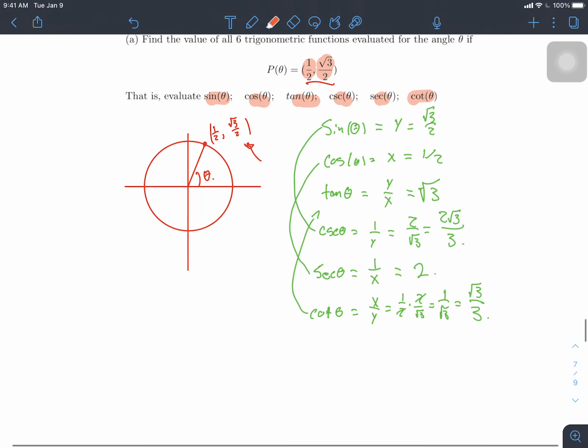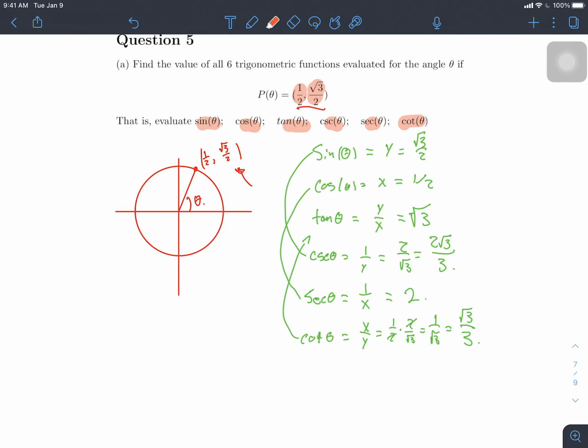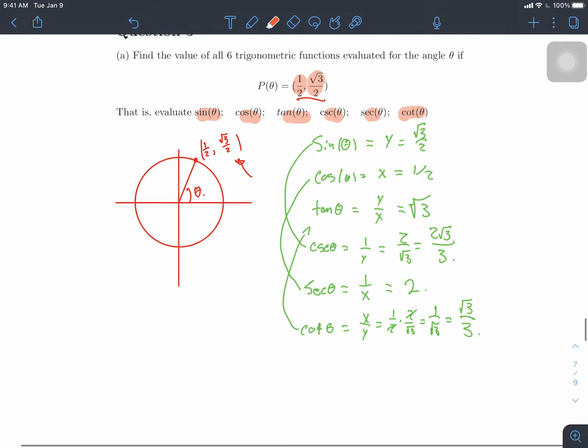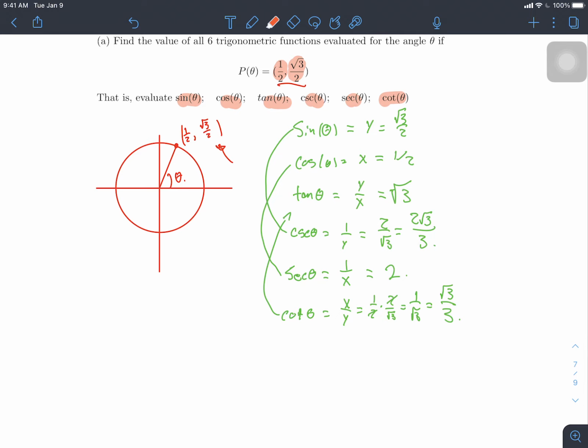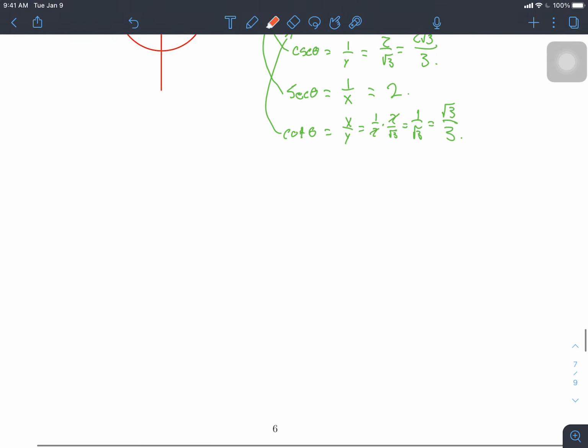Okay, so that's question number 5. Ooh, my battery's about to die. Better plug in my thing. Okay. So that's question number 5. Excuse me.